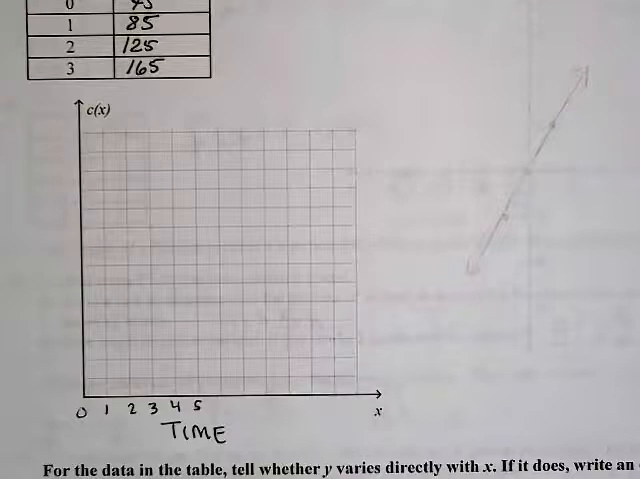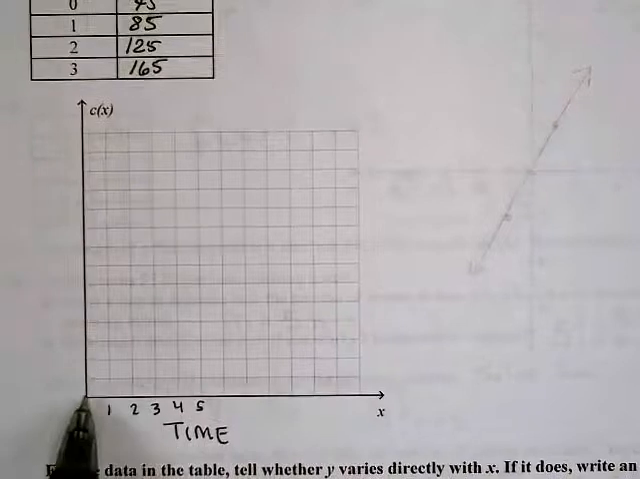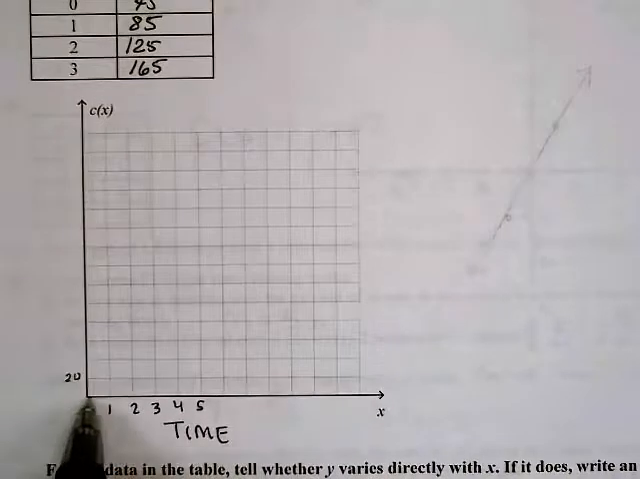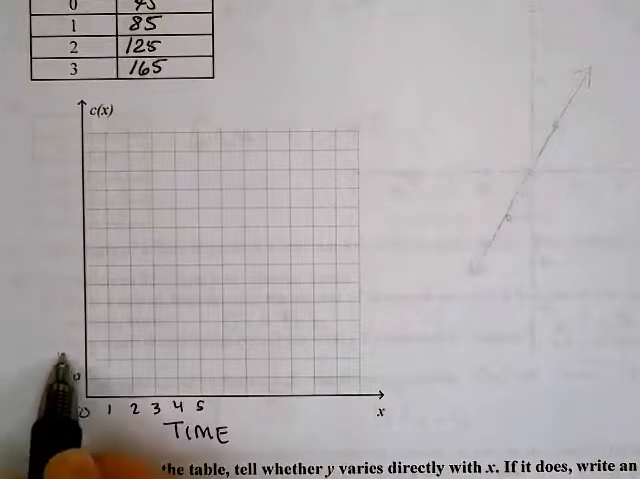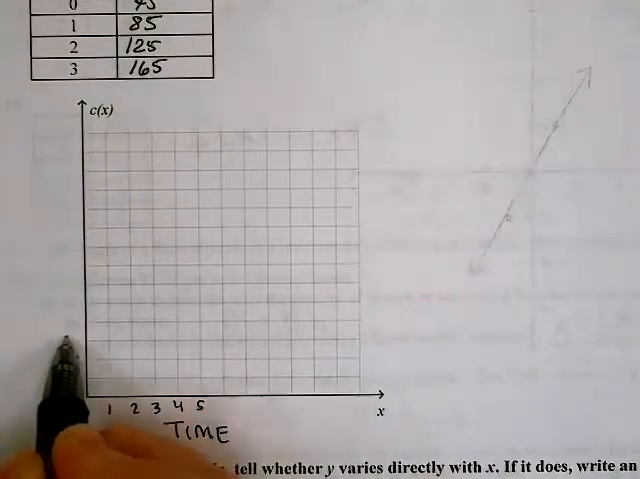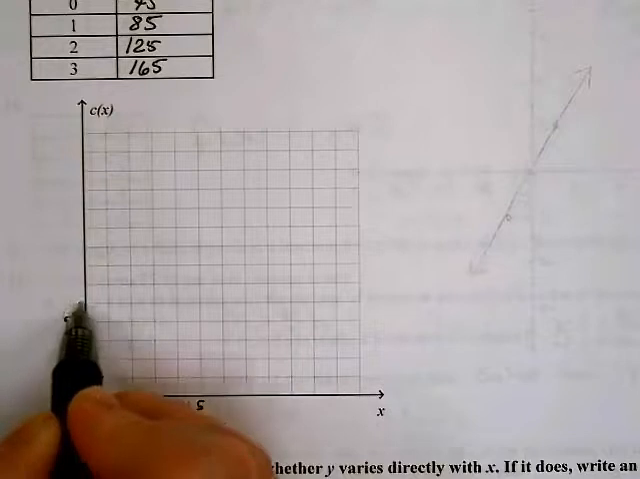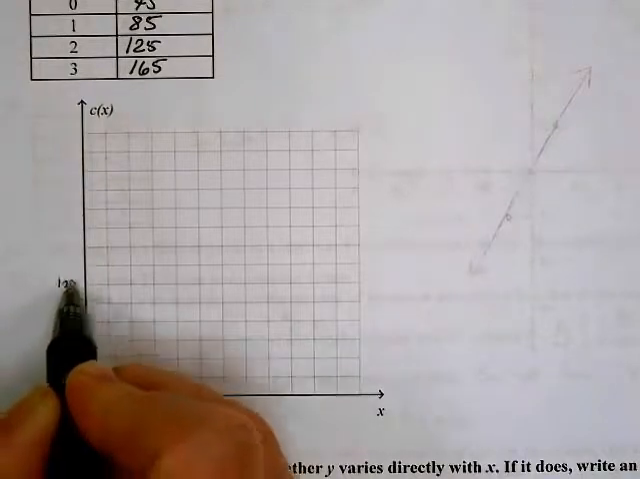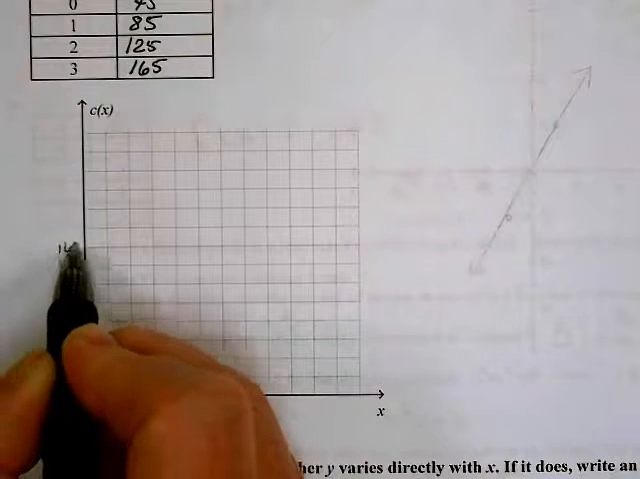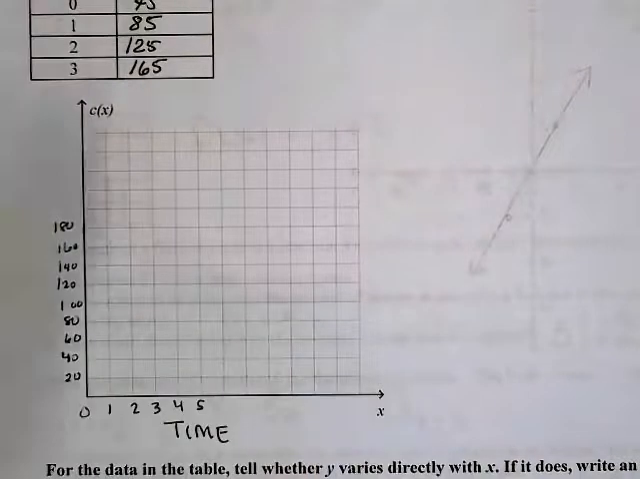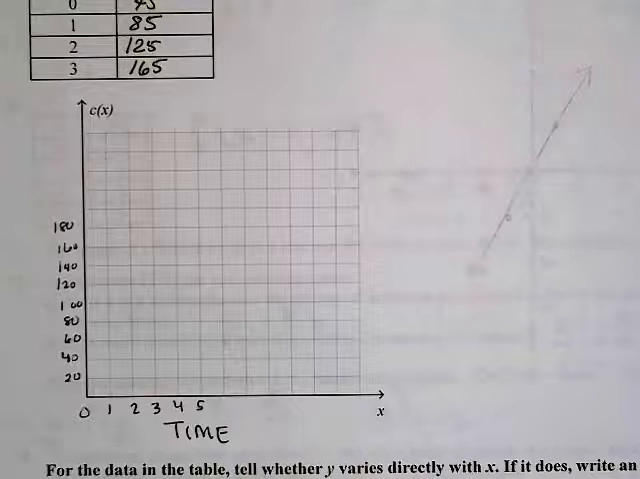Okay, let's count by 20s. The first line is 20 right here. The bottom is 0, this is 20, this is 40, 60, 80, 100, 120, 140, 160, 180. I know it's really hard for you to read that, but we're counting by 20, so you get yours designed like that. I stopped at 180. You can keep going if you wanted to. Always try to go a little bit past your highest number.